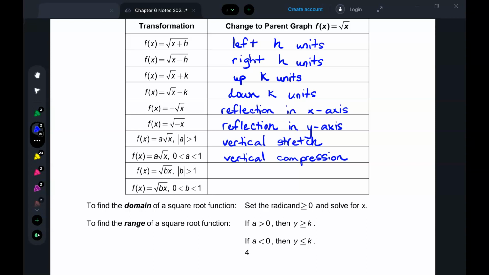It's actually backwards. Because the y values are bigger, but the x values are smaller. So this is going to be horizontal compression.